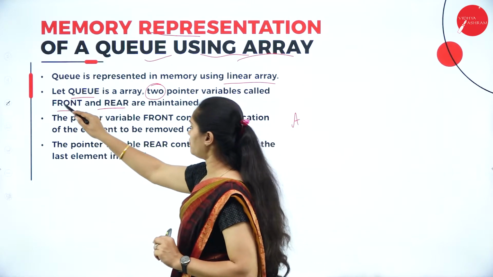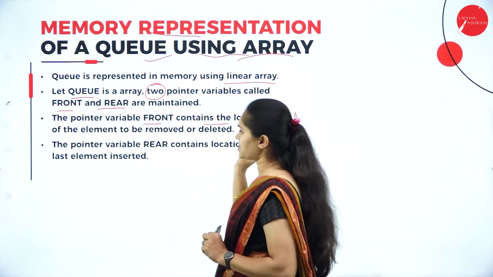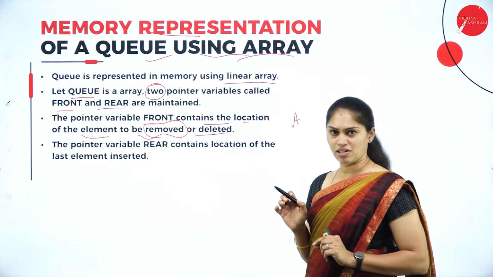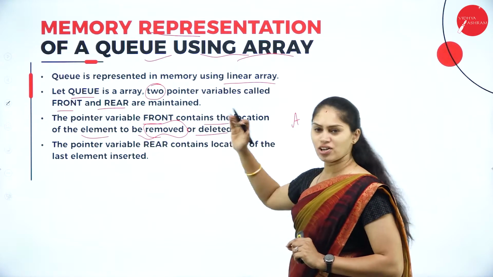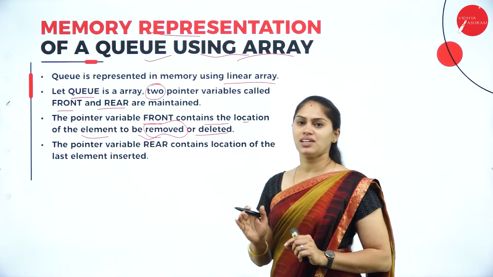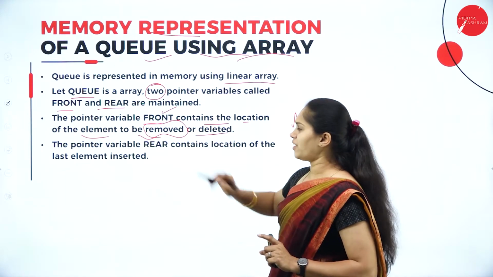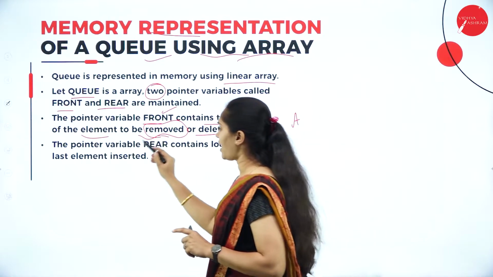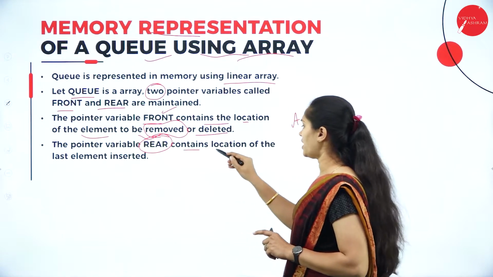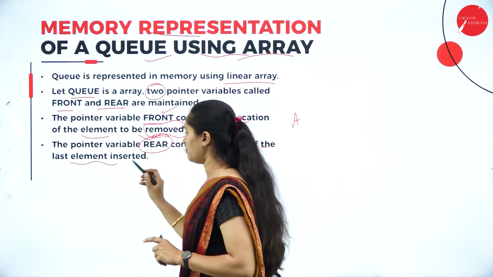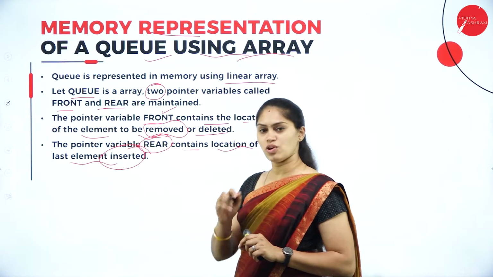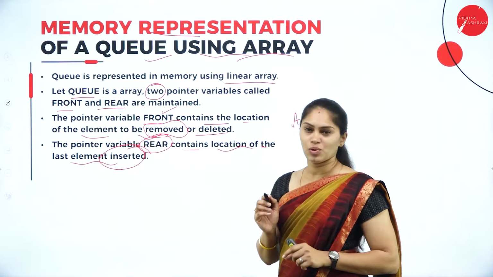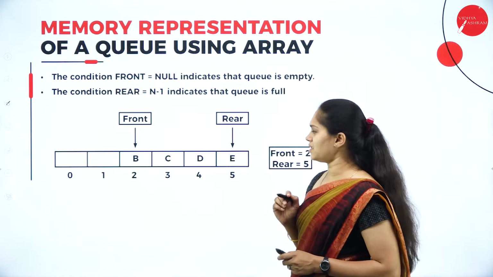The front pointer mainly specifies the location of the element that needs to be removed or deleted. So if you want to delete or remove any data item in a queue, then we have to use this front pointer. If you want to insert a new element, then we have the rear pointer, which contains the location of the last element inserted. From that rear end, we will be inserting a new element into the queue. So here you can see the representation.